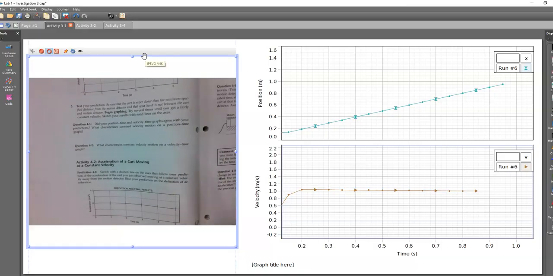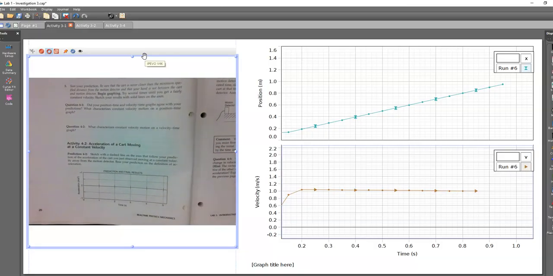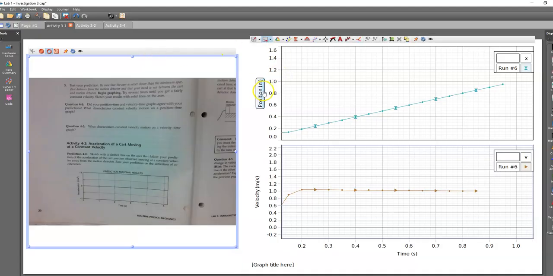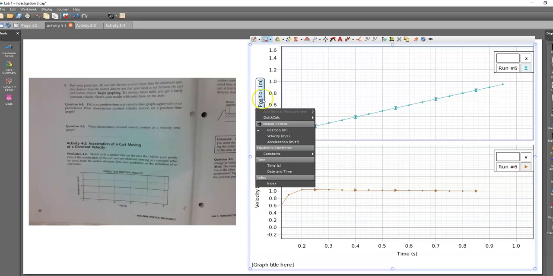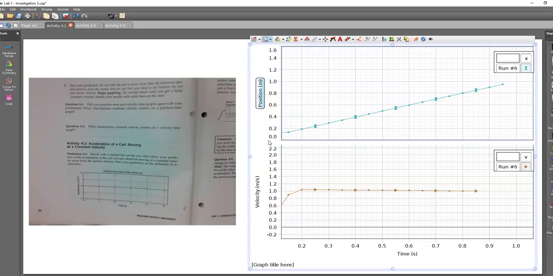So what does the acceleration look like? Now, how do I find the acceleration? Sketch with a dashed line on the axes that follow your prediction of the acceleration of the cart you just observed moving at a constant velocity. So, is the velocity changing? No, it is not. So what should the acceleration be then? Should be 0. So what should your acceleration-time graph look like then? Should look like a straight line. Where? On 0.